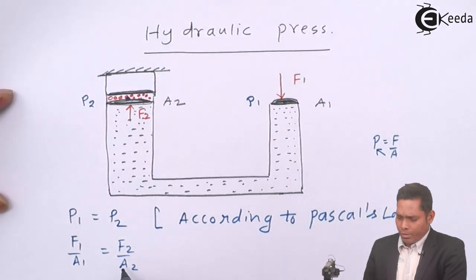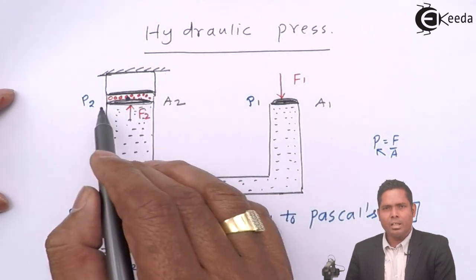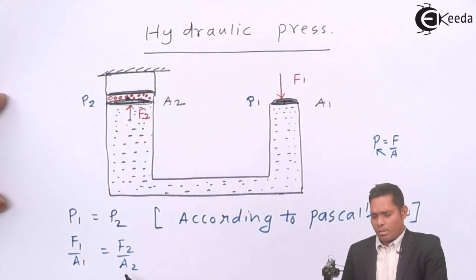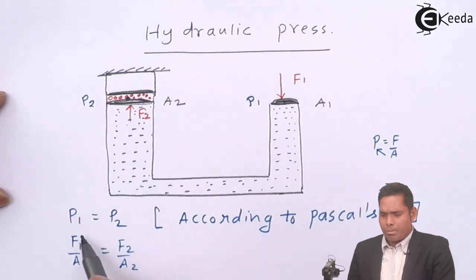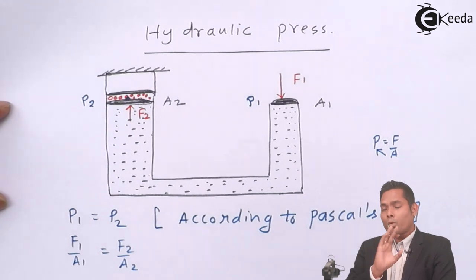Then what will happen? Which is greater in area? This area is greater, as you can see here. This is wider and this area is smaller. Then you see that there will be a definite relationship. Even if the pressure is the same, the area is not the same. So force will not be the same. So force will definitely be different. What is that force?